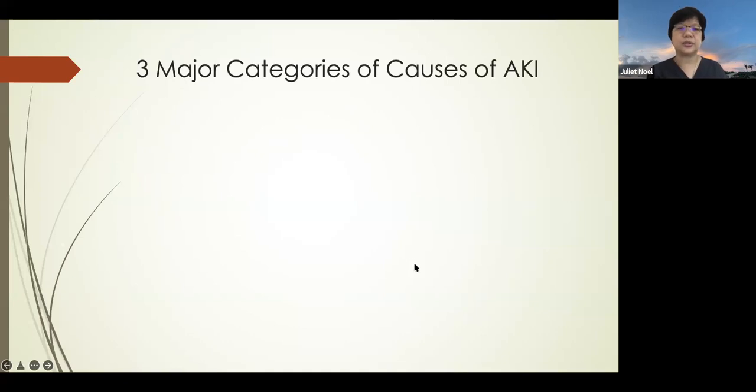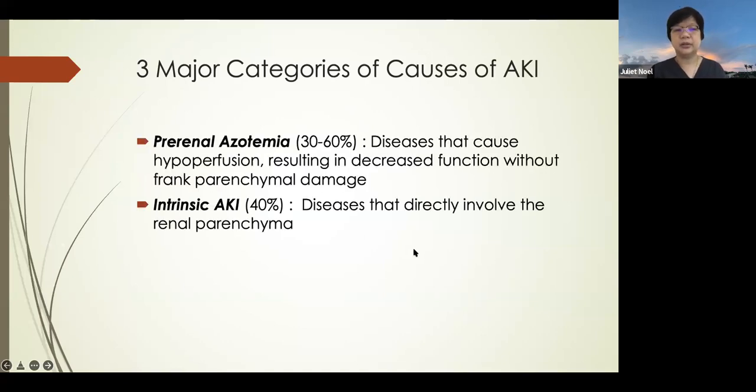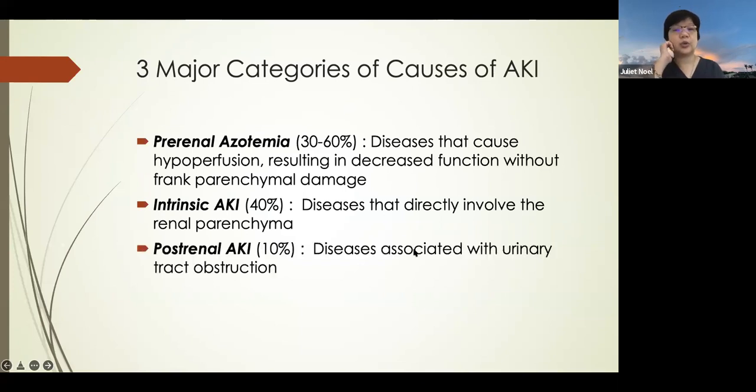So the three major causes of AKI are the pre-renal, the intrinsic, and the post-renal. The most common is the pre-renal, 30 to 60%. This is caused by hypoperfusion resulting in decreased function without frank parenchymal damage. If this is not corrected, it can go into ATN, which is part of the intrinsic AKI, plus the other, glomerulonephritis. There is actual involvement of the renal parenchyma. Post-renal AKI, which is less than 10%, is associated with urinary tract obstruction.